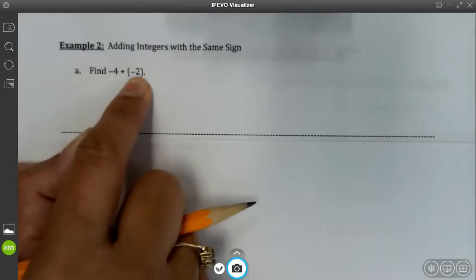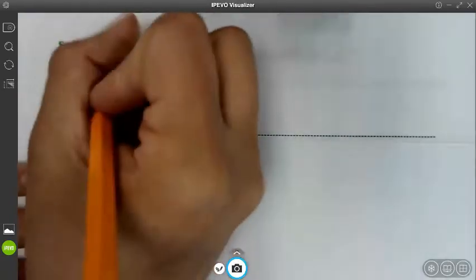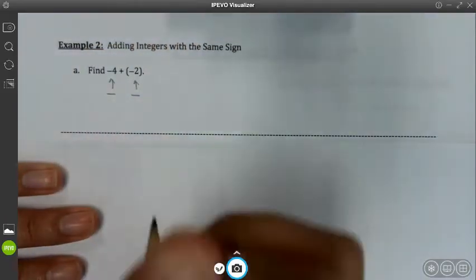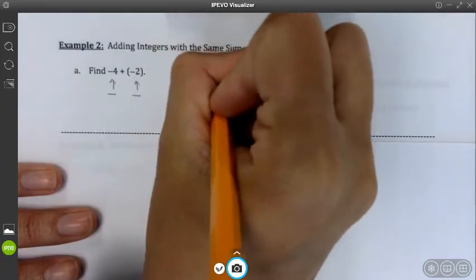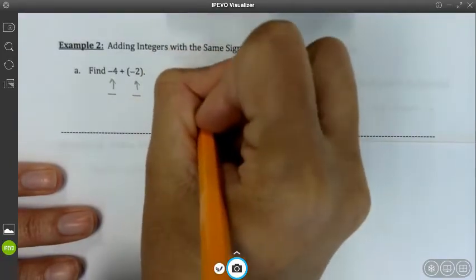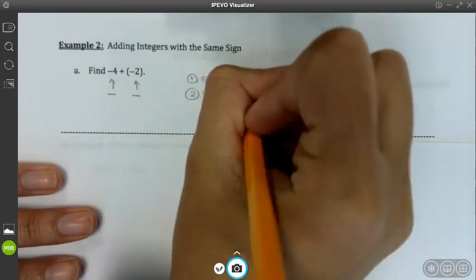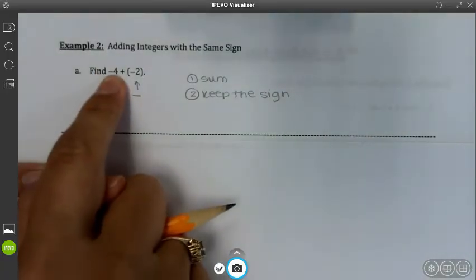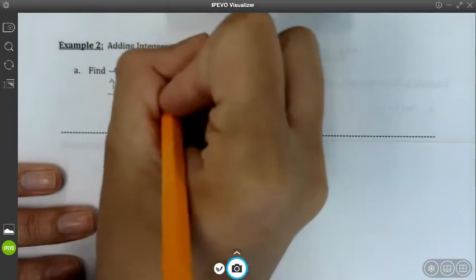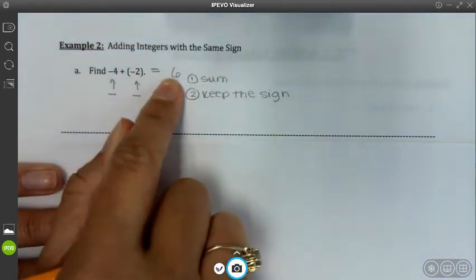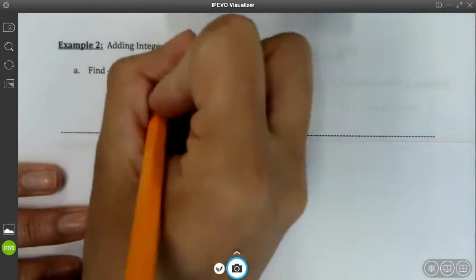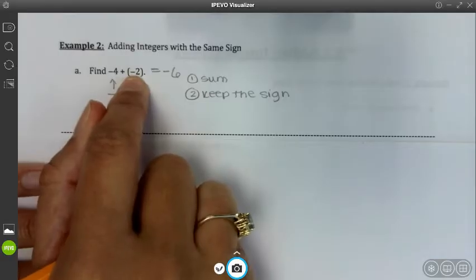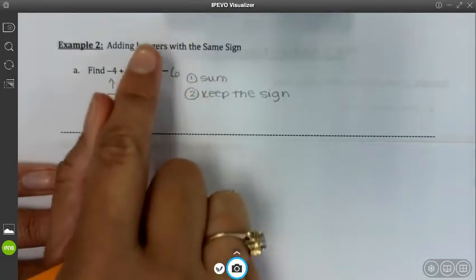Well, these have the same sign. They're both negative, right? This is negative and this is negative. So because they are the same sign, we're going to find number 1, the sum, and number 2, keep the sign. So the sum is 6, right? 4 and 2 is 6, and we keep the negative sign that they have because we know if we're starting on a negative number and we're going more negative, we're going to land in the negative portion of our number line.